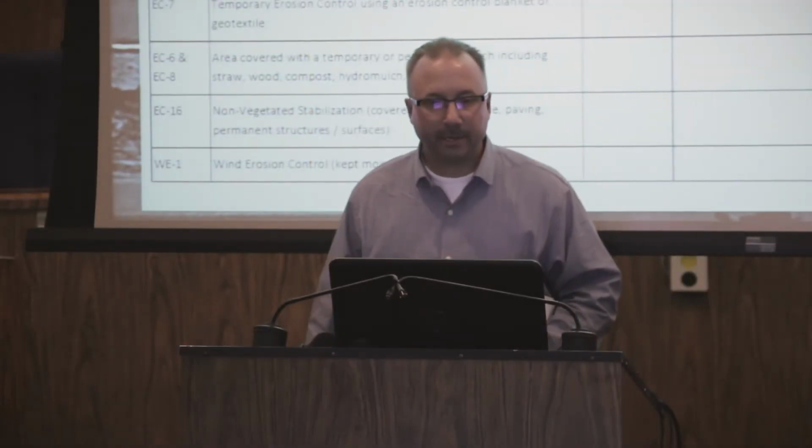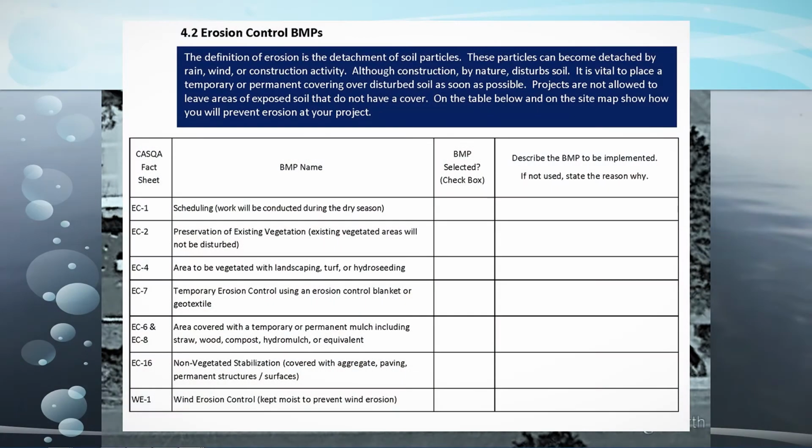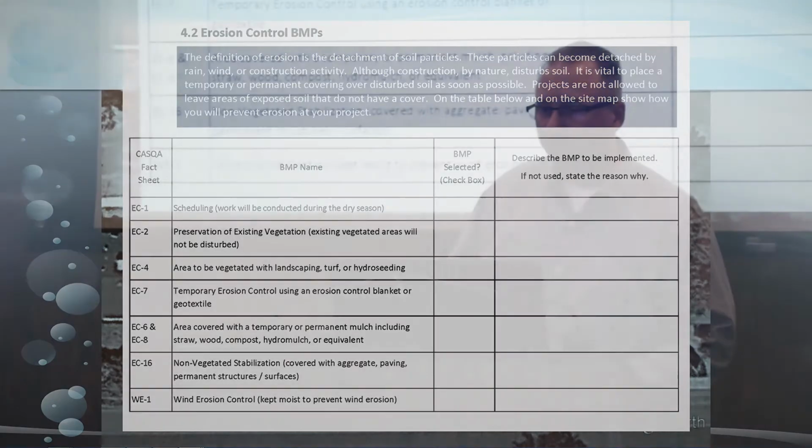All right, now go to the next section, 4.2, erosion control BMPs. And here we give a definition of what is erosion control. And the definition of erosion, first off, is the detachment. That's the keyword. It's when soil particles become detached, when they break free. So these particles can become detached by rain, wind, or construction activity.